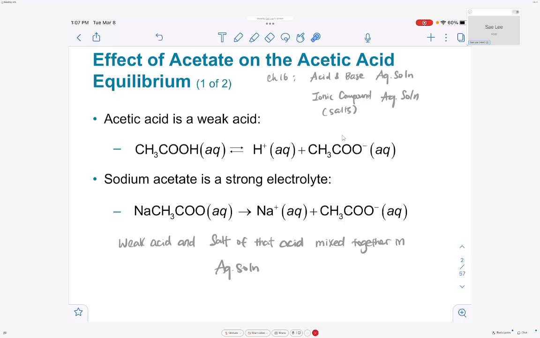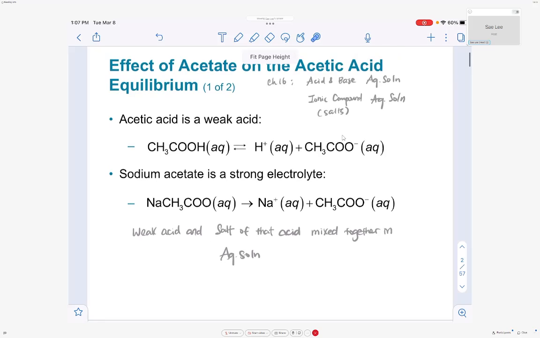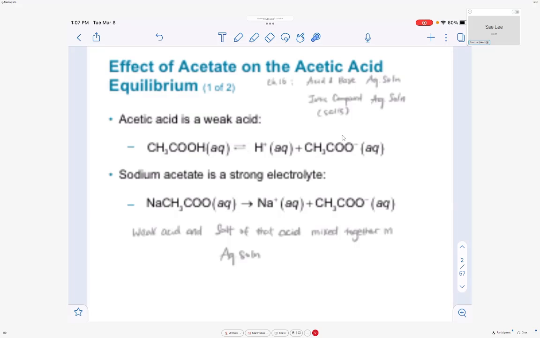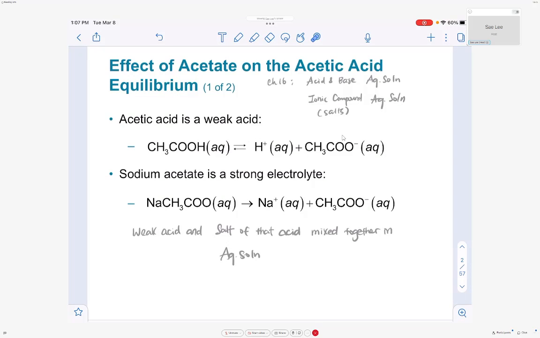So in order to know what effect this mixture is going to have, if the screen is blurry, can you guys please let me know? So in order to know the effect this mixture is going to have, we need to find out how acetic acid and sodium acetate each behaves in aqueous solution.